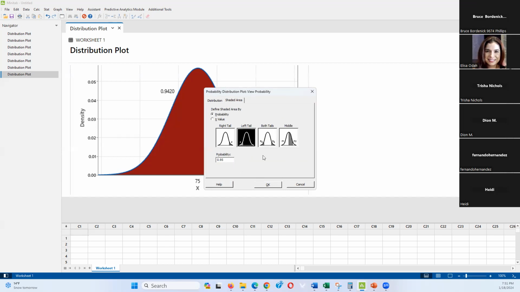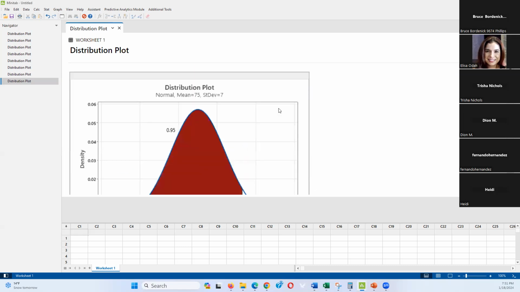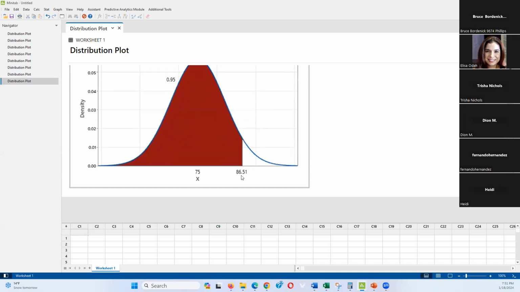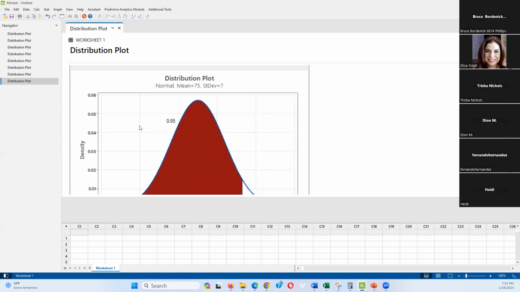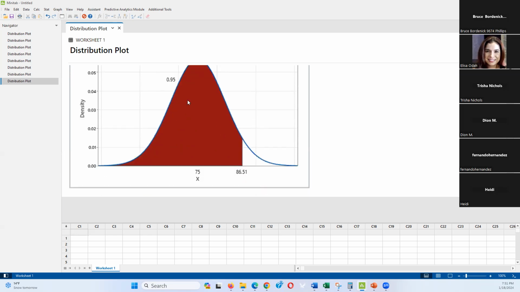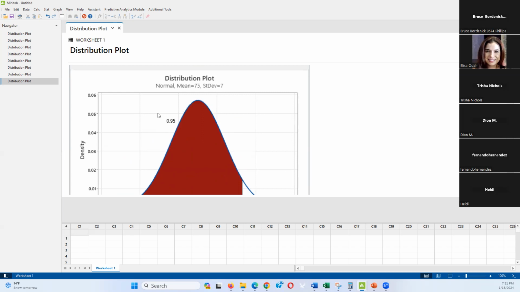So now we can see the 95th percentile is 86.51, and John scored 86. So only half a percent or half a point. If he had scored 86.51 instead of 86, he would be in the 95th percentile, and he deserved something.